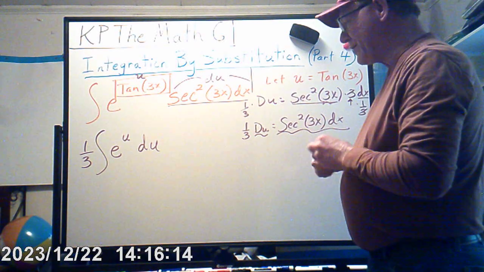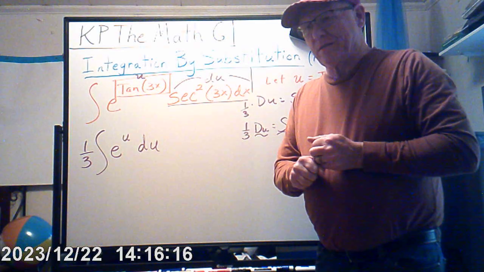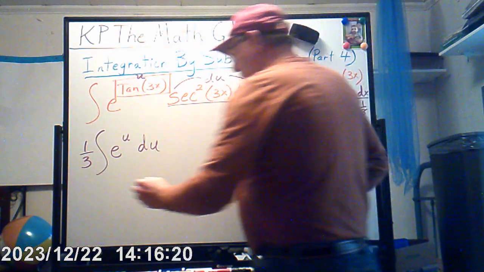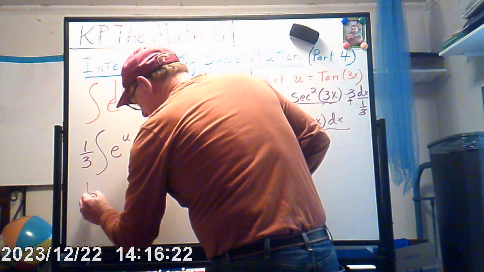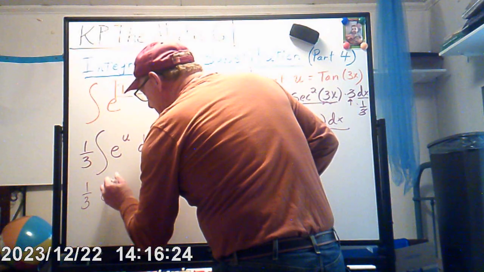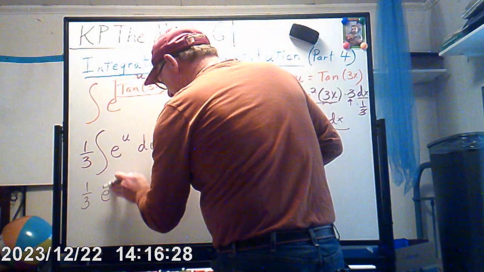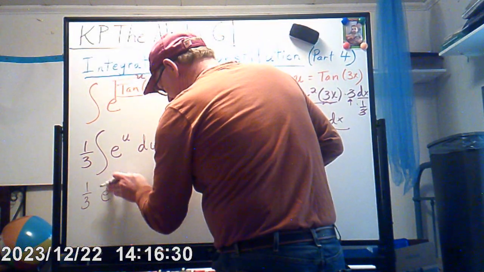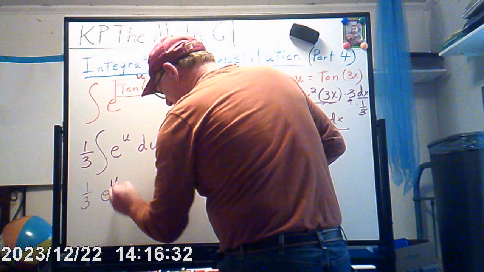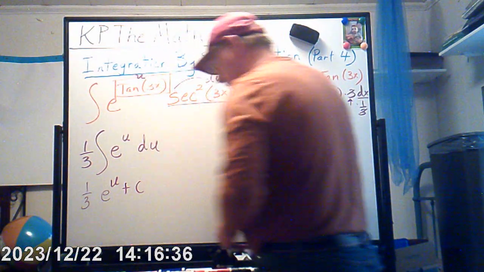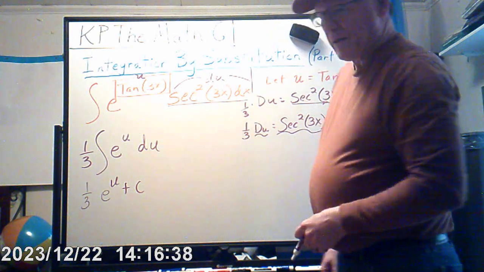There it is. I know what the antiderivative of e to the u is. It's just e to the u, isn't it? So here we go. 1/3 e to the u plus c.